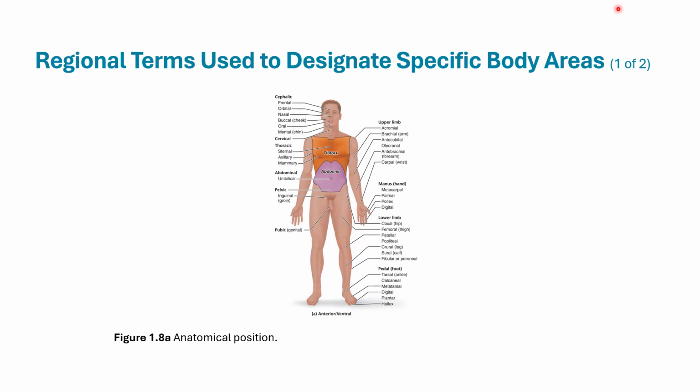All right, the manus region refers to the hands. The areas in the manus region include the pollex, the thumb, the metacarpal is the posterior hand, the palmar means the palm, and the digital areas are the fingers.